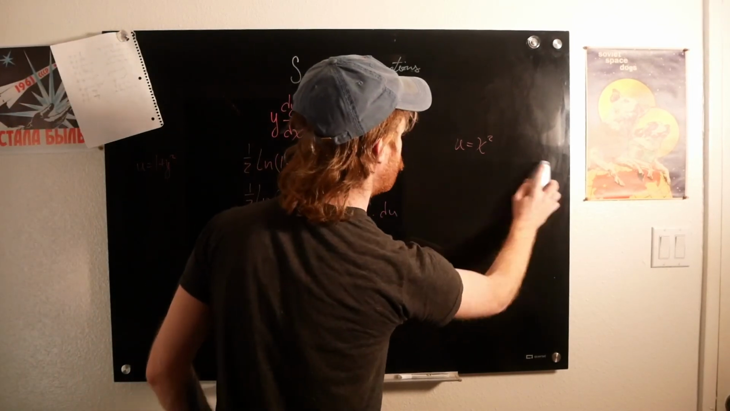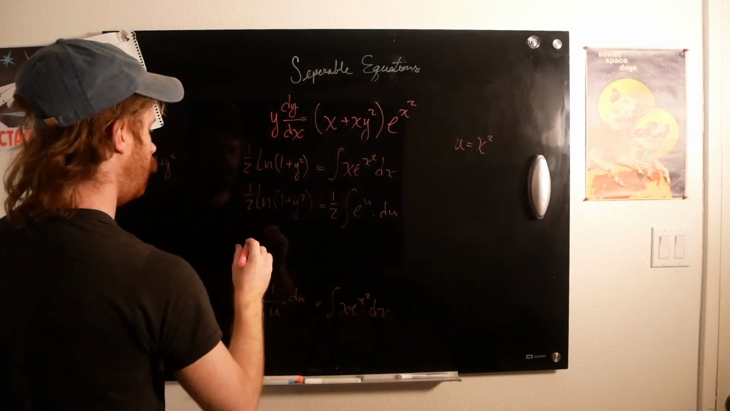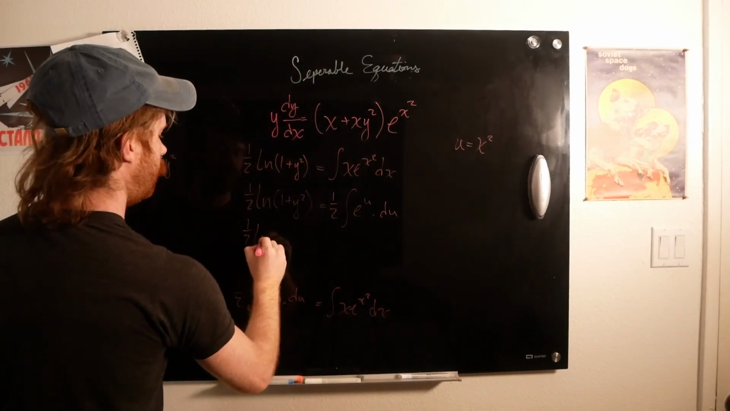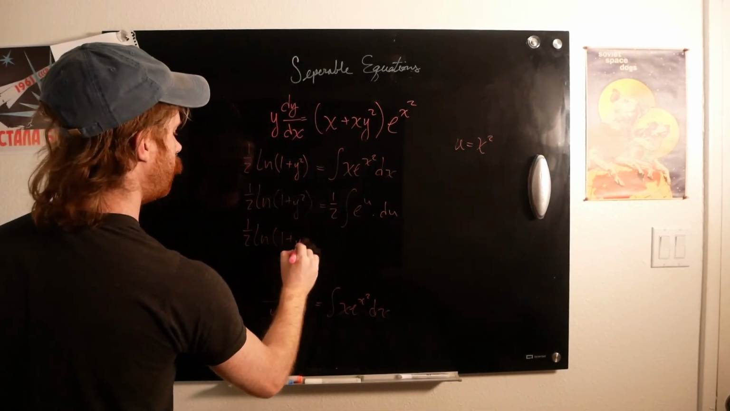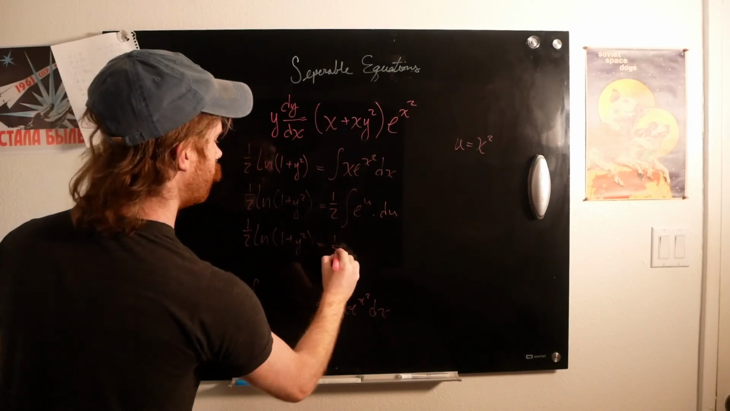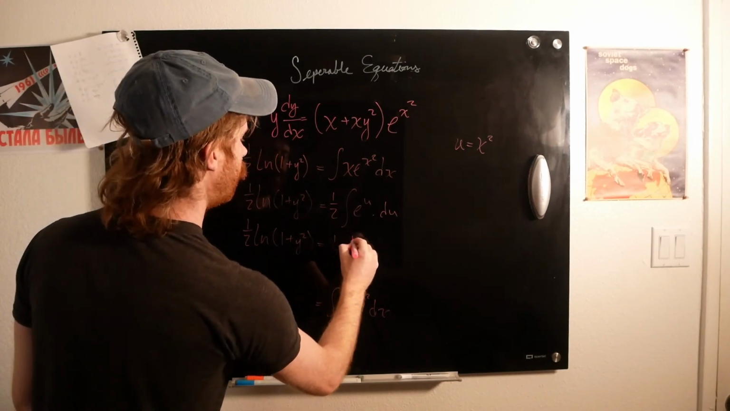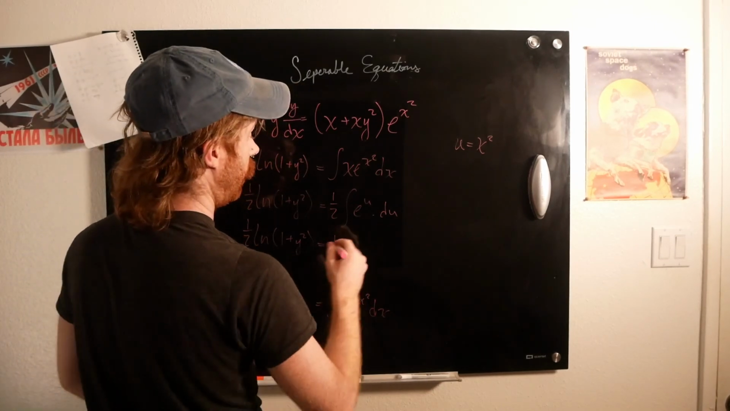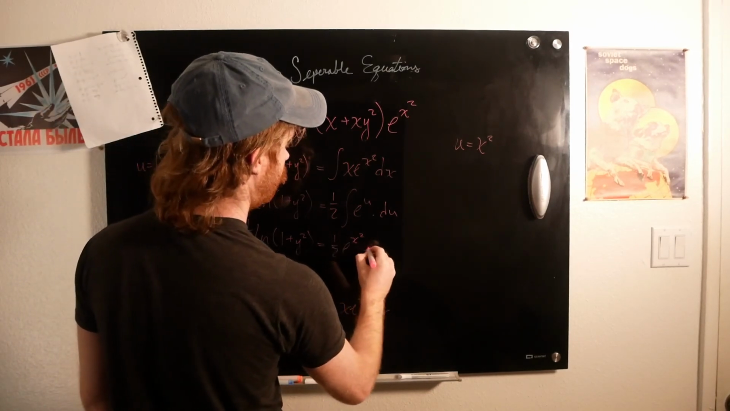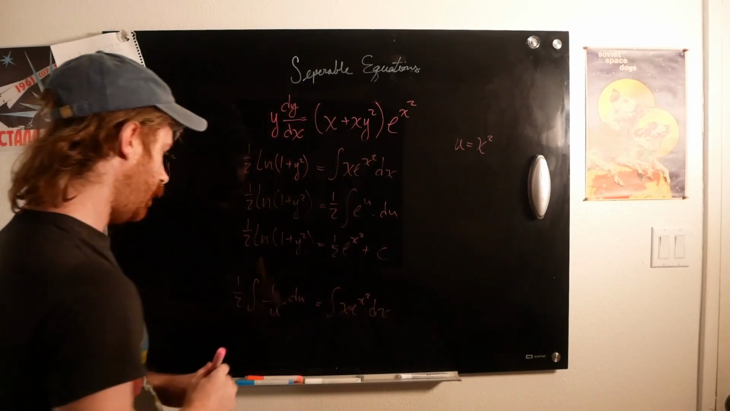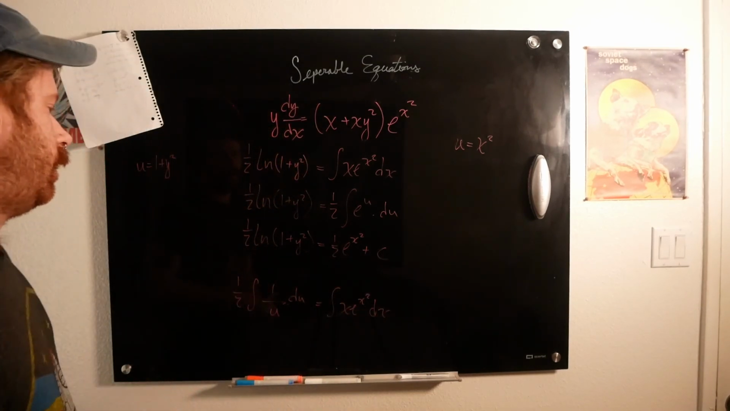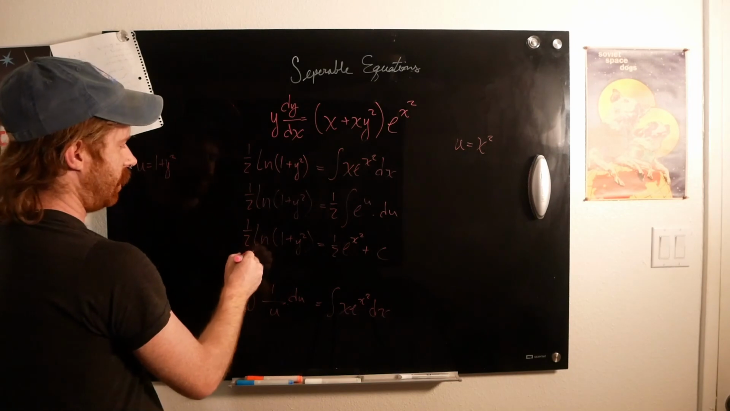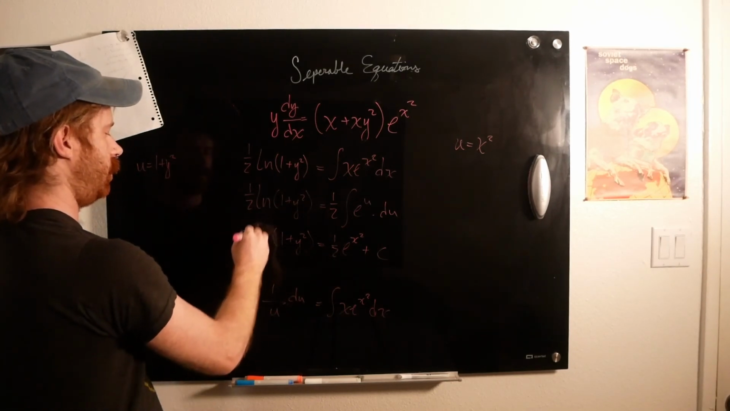So we'll leave that u equals x squared, and then we'll rewrite it as 1 over 2 natural log 1 plus y squared equals 1 over 2. The integral of e to the u is just e to the u, but we know that u equals x squared, so we're going to leave it like this. Okay, so now this is when it gets a little bit weird. We can multiply both sides by 2, and these just go away, right?